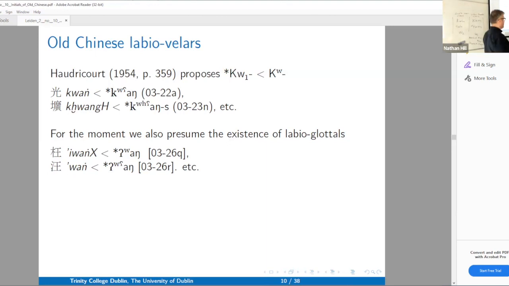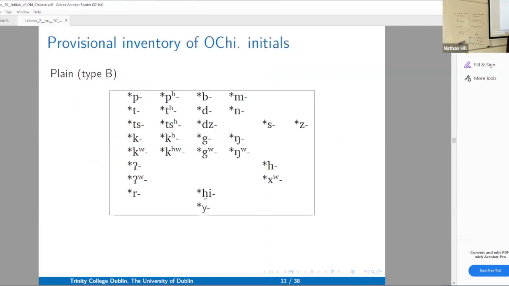And actually, I would say in a way this is an argument for reconstructing uvulars. From the perspective of internal reconstruction, although I don't think internal reconstruction gives us grounds to reconstruct the uvulars, if we allow ourselves to reconstruct uvulars, it makes this look much less crazy. But anyway, that's where we are with internal reconstruction. We have labial velars and labial glottals.